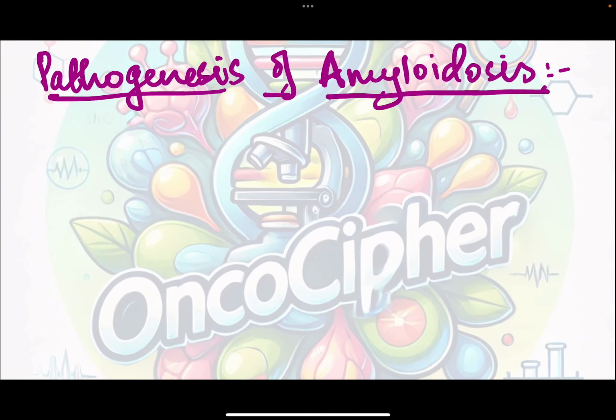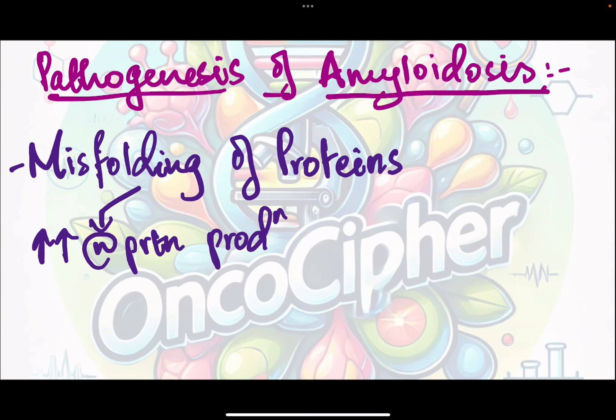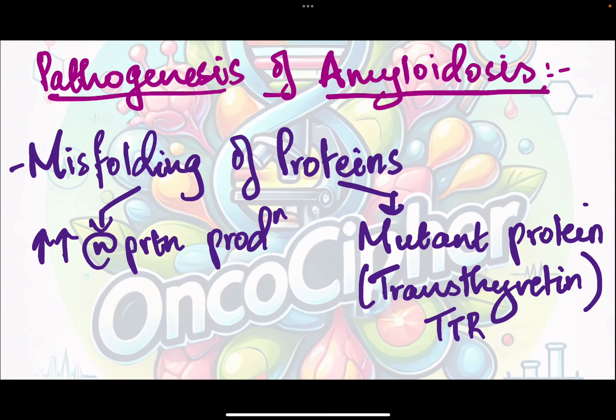Okay. Now, what is the pathogenesis of amyloidosis? It is all because of misfolding of all the proteins that I have spoken before, like the A beta 2 microglobulin, etc. So, all these proteins are getting misfolded. How? It can either be because there is increased amount of normal protein production, or there is presence of mutant protein, for example, transthyretin, and this is associated with chromosome 21.